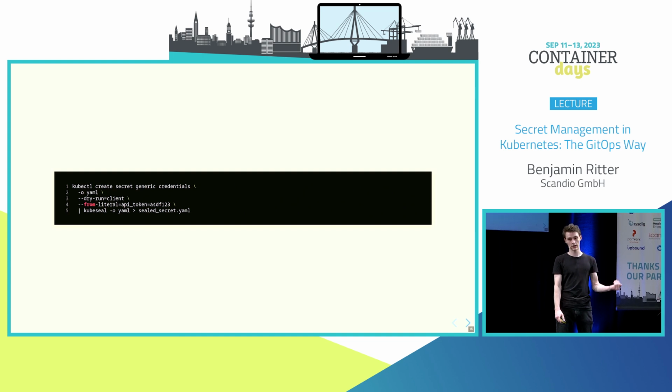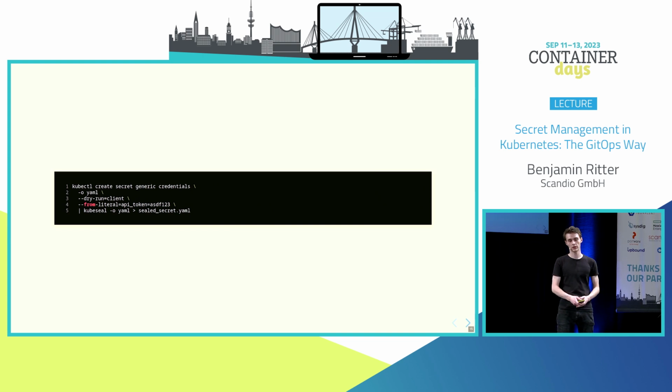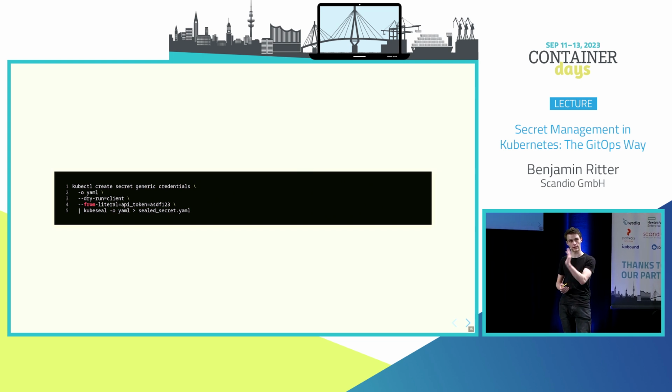You create your secret, you dry run it, so it won't get applied to your cluster. You kubectl it against the cluster you're working in. It's using the cluster that is currently the default cluster in your context, and then you shove it into a file, you apply that via your GitOps pipeline, and you should be good.